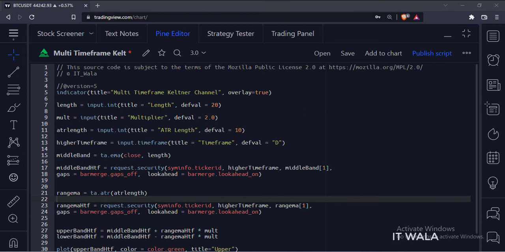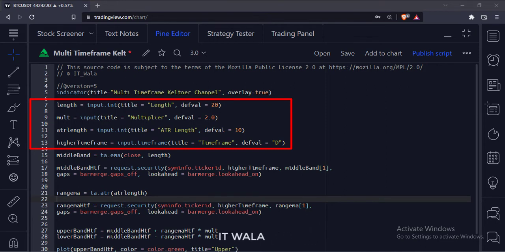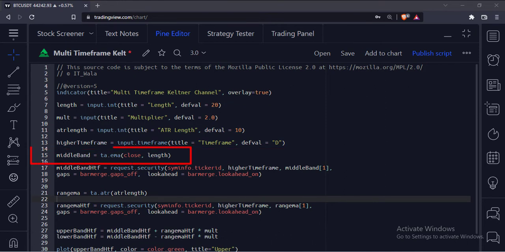Today we will see how to code a multi-timeframe Keltner channel in the TradingView Pine Script. This is the indicator function with the name multi-timeframe Keltner channel. These are the user inputs for the length, multiplier, ATR length, and the higher timeframe. First, we calculate the exponential moving average like this and call it the middle band.